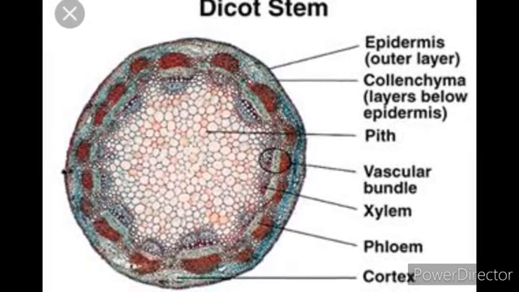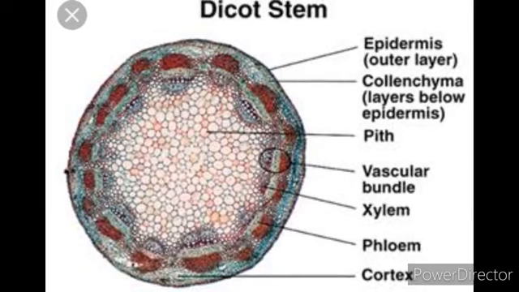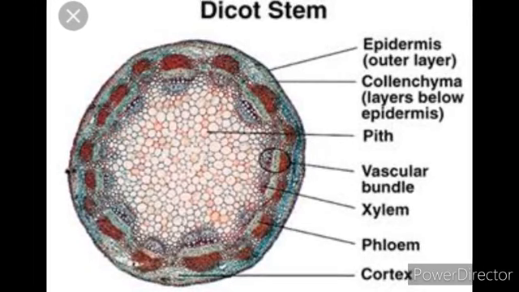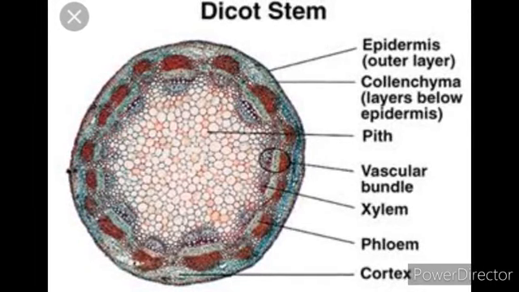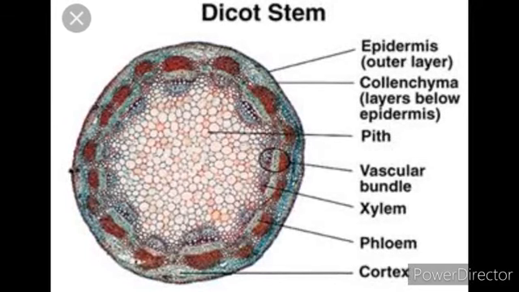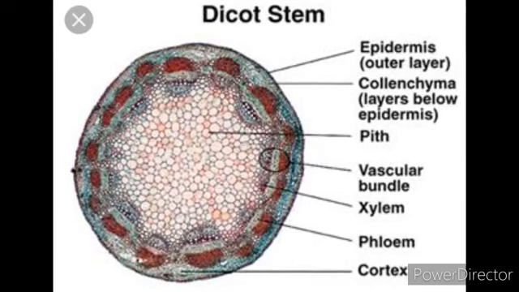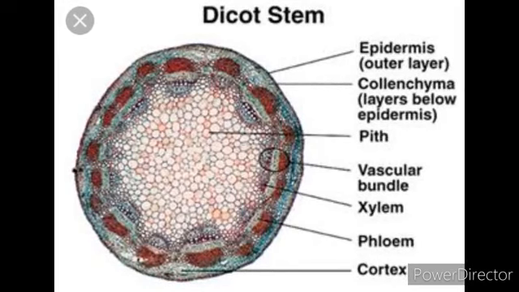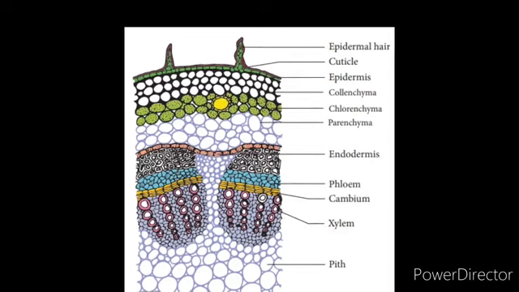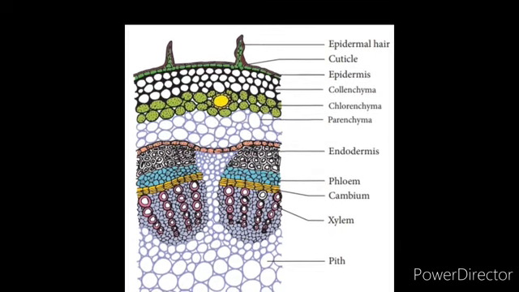Now when we go deeper, the TS of a typical young dicotyledonous stem shows epidermis, cortex and stele. The epidermis is the outermost protective layer. It is covered with a thin layer of cuticle. Next, coming to the cortex.